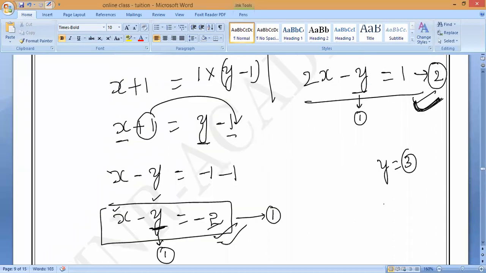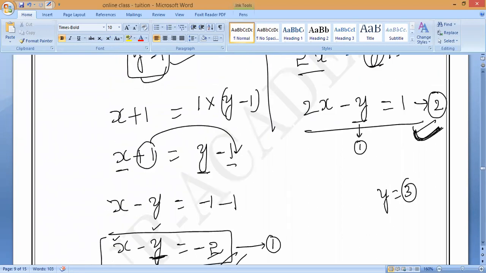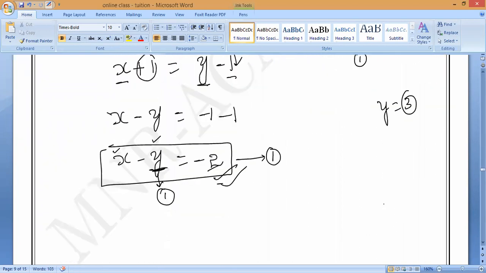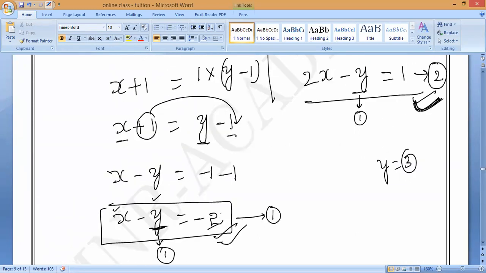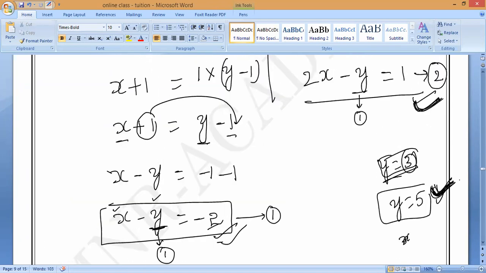Here, eliminating y. First equation is x minus y equal to minus 2. Second equation is 2x minus y equal to 1. X is equal to 1, y is equal to 5. Y equal to 5, okay? X equal to 1. Y equal to 3 is wrong. Who said y equal to 5? This is correct. Very good, Nidhinath. Again, the other answer is all wrong.